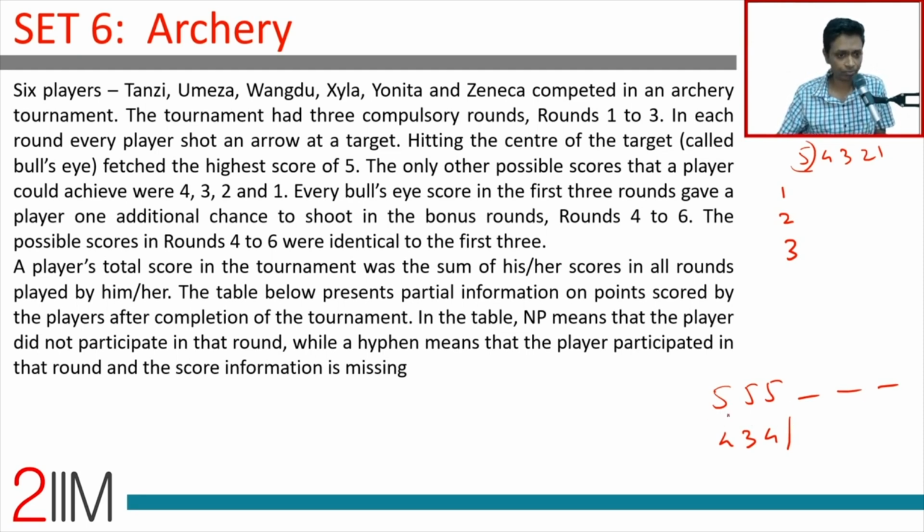Wonderful. Add everything up. The table below presents partial information on points scored by the players after completion of the tournament. In the table, NP means that the player did not participate in that round, while a hyphen means that the player participated and the score information is missing. Wonderful. Now we'll have to really look at the table before we build further.